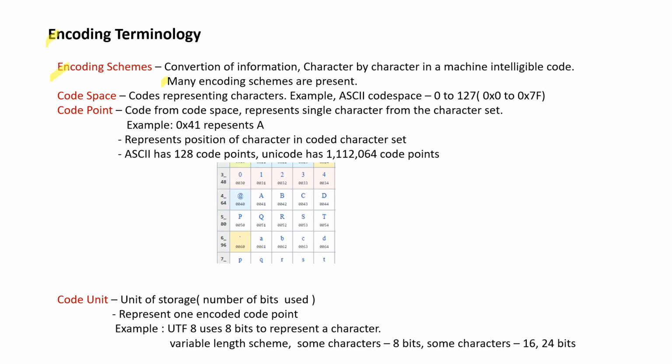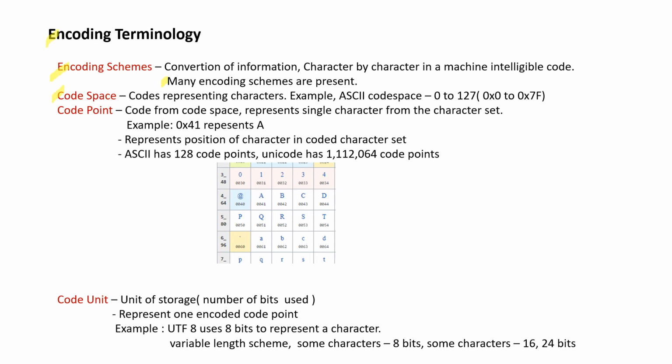Next, we will look at the code space, and this is nothing but the codes which represent the characters. In ASCII, we know that it supports 2 to the power 7 different characters, and so the code space is from 0 till 127.